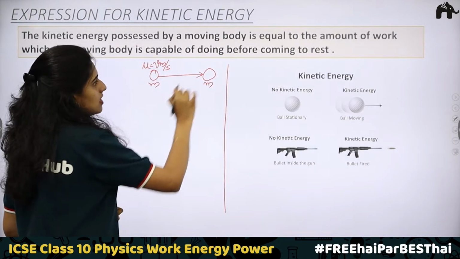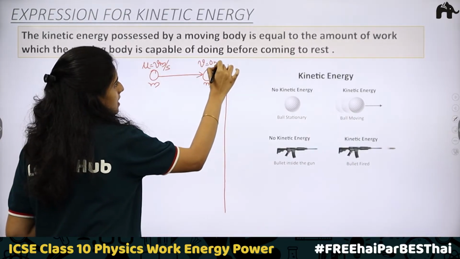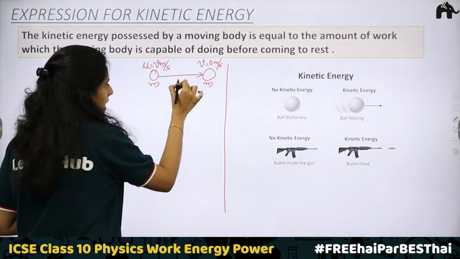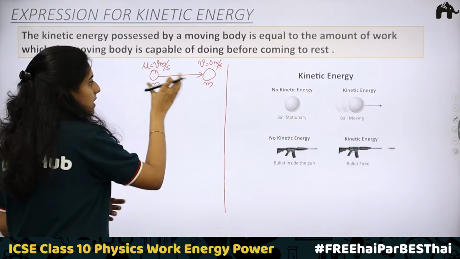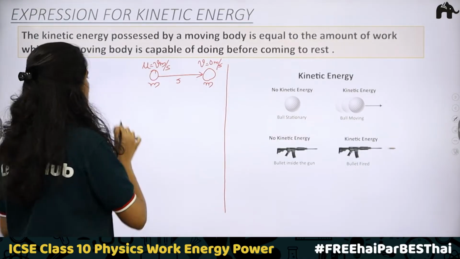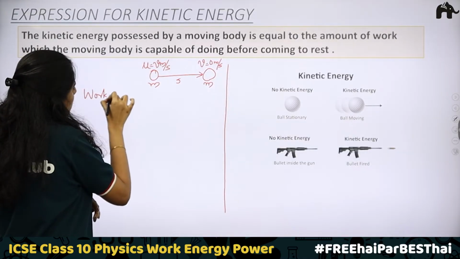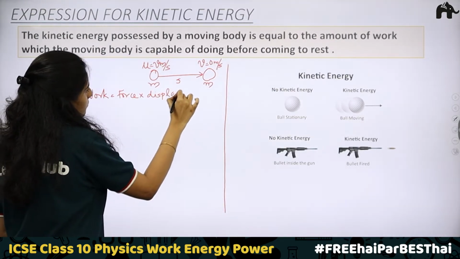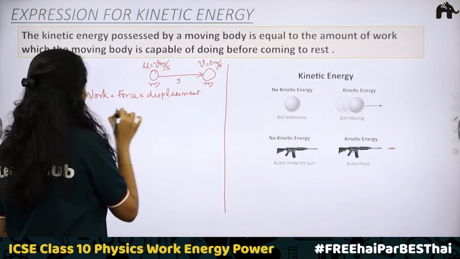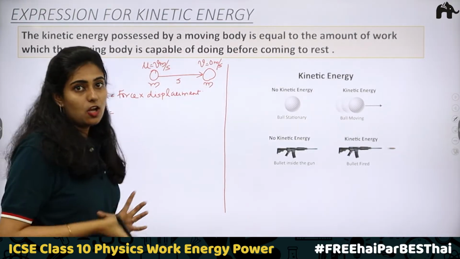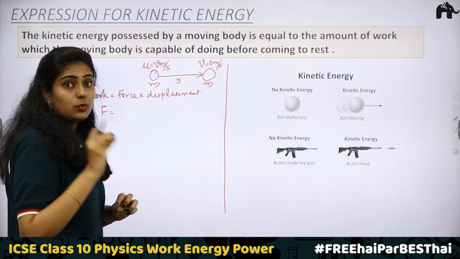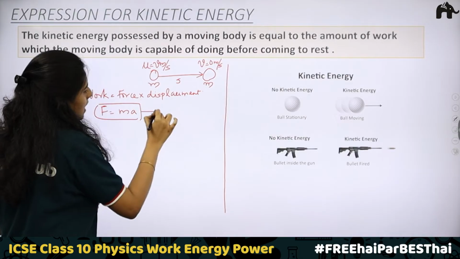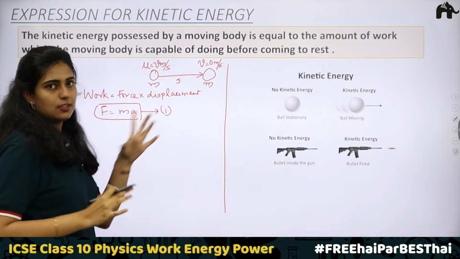At rest, what is the velocity? Final velocity will be 0 meter per second. It has moved through a distance. Let us say S is the distance it has moved, which means displacement is S. Now, we have work is equal to force into displacement. What is force? According to Newton's second law of motion, F is equal to ma.